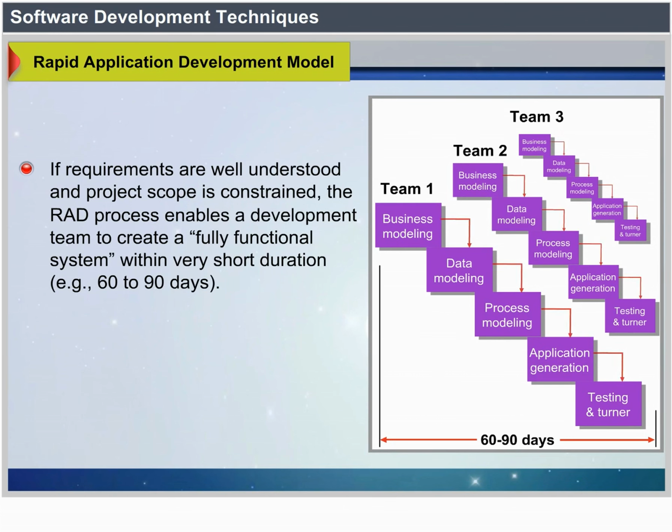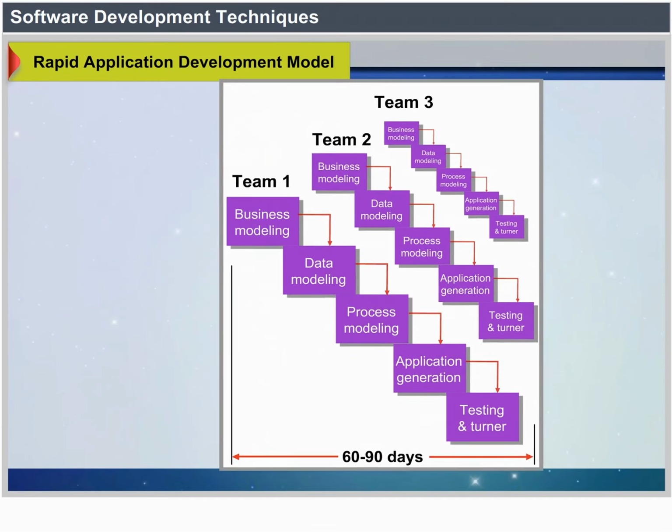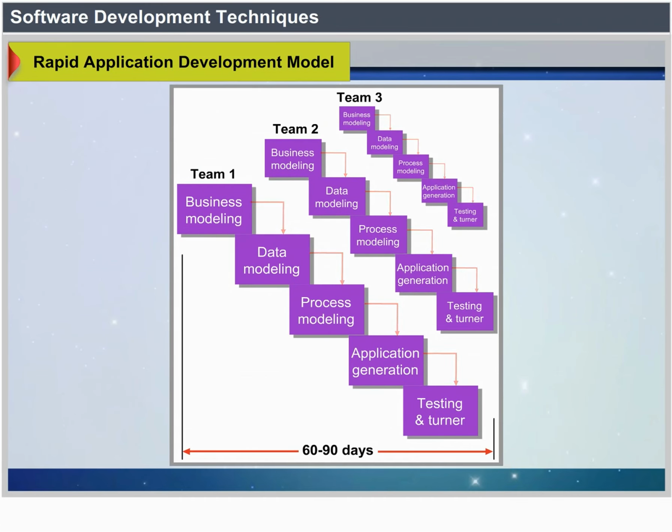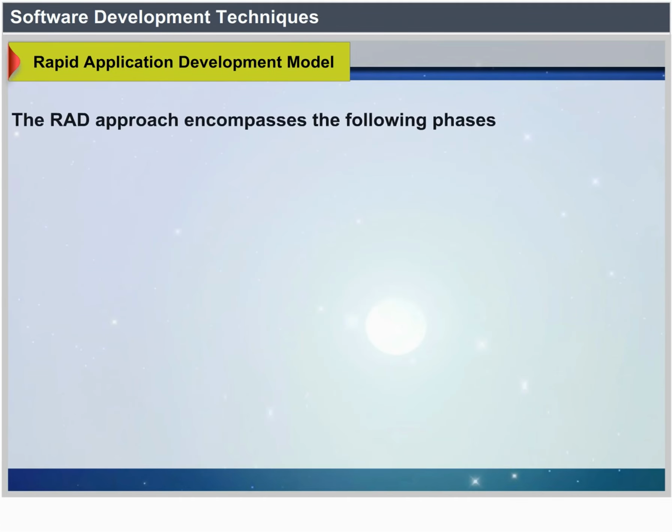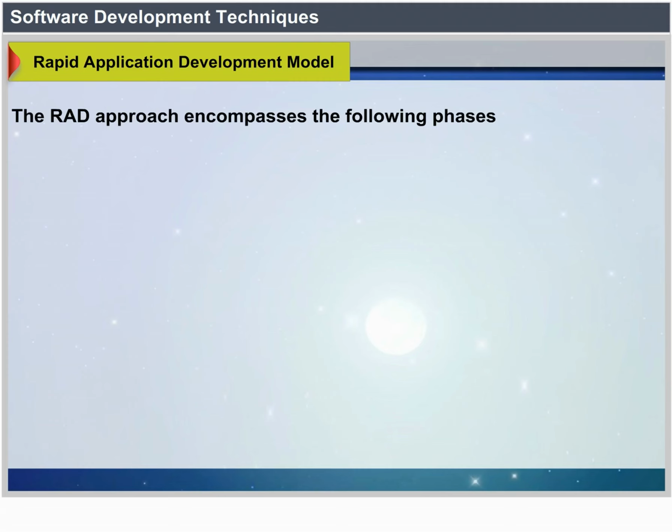If requirements are well understood and project scope is constrained, the RAD process enables a development team to create a fully functional system within a very short time period, that is, 60 to 90 days, used primarily for information system applications. Figure shows the rapid application development process. The RAD approach encompasses the following phases.